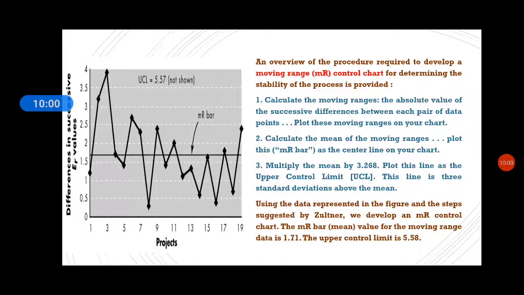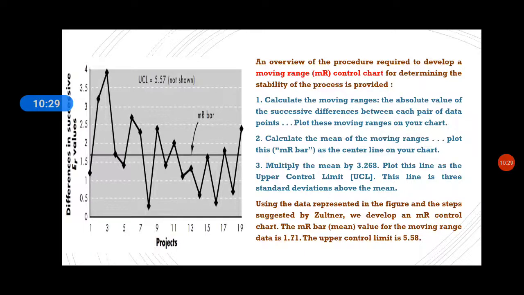This line is 3 standard deviations above the mean. If you observe the dotted lines above the 3 lines, we are considering the UCL value. Those are 3 standard deviations. The deviations occur depending upon the type of projects we take.